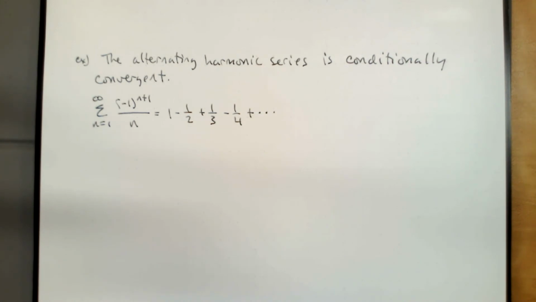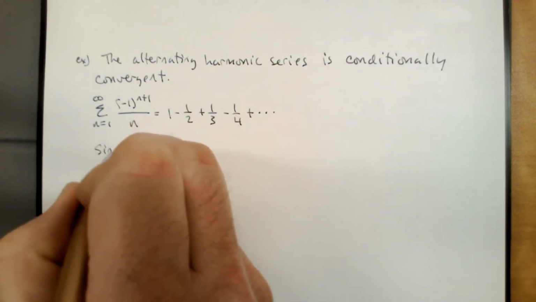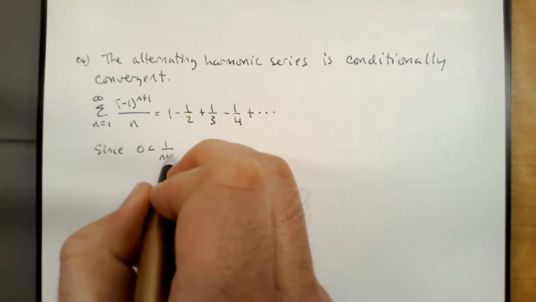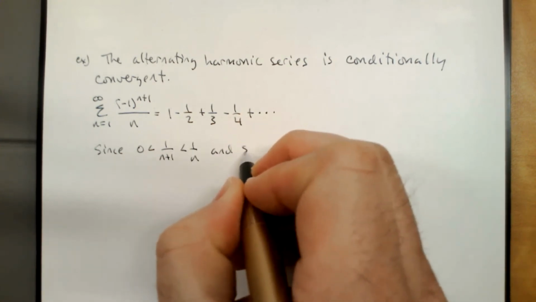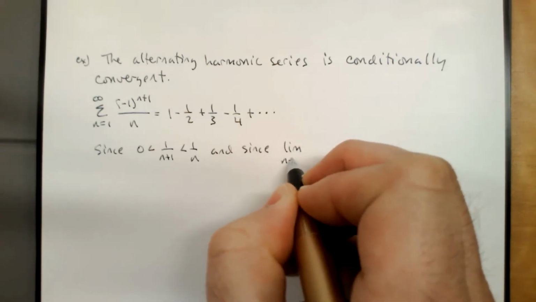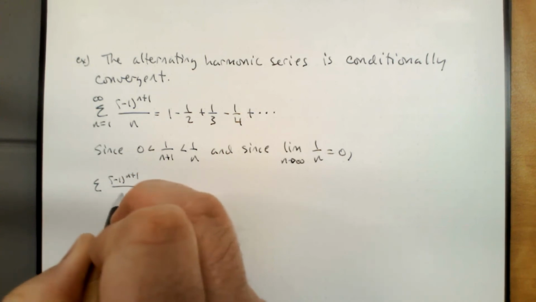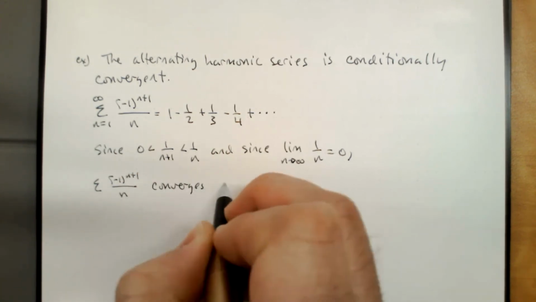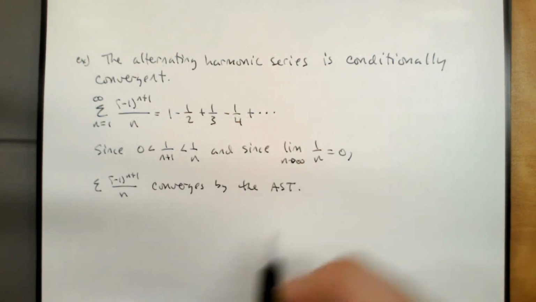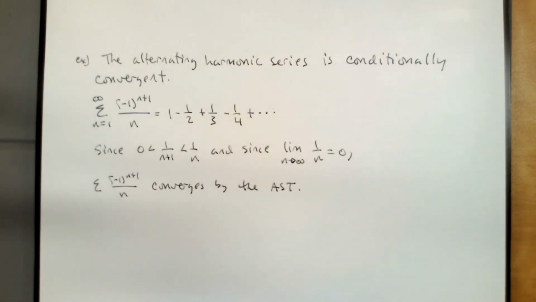So what we notice is that the terms in the alternating harmonic series decrease to zero and they alternate. Therefore, the alternating harmonic series converges by the alternating series test. Here's how the argument would go. Since the terms decrease and the limit of the terms is zero, the alternating series converges by the alternating series test.